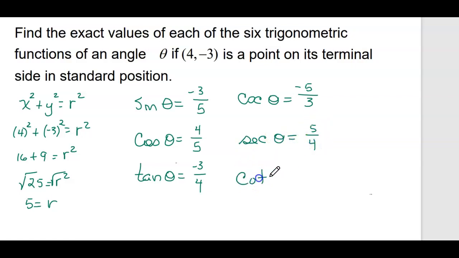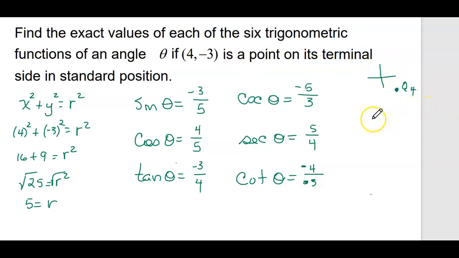And then cotangent is a reciprocal of tangent, so that's 4 negative, well, the negative should be on the top. Let me move that up to the top. So -4/3. Okay, now one thing I want to double check before I leave this problem, let's take a look at what quadrant this coordinate's in. So +4, -3, that puts us in quadrant 4.